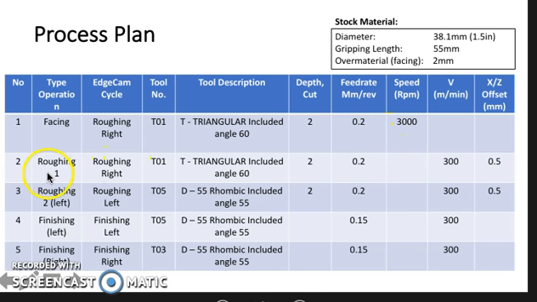The second process is the roughing. We did the right roughing. There's the tool we used, the depth of cut, feed rate, the velocity, and the offset. The offset is how much material we're leaving as we're cutting the piece. The third operation is the left roughing, right over here. Also, you can see all the specifications are in the presentation.